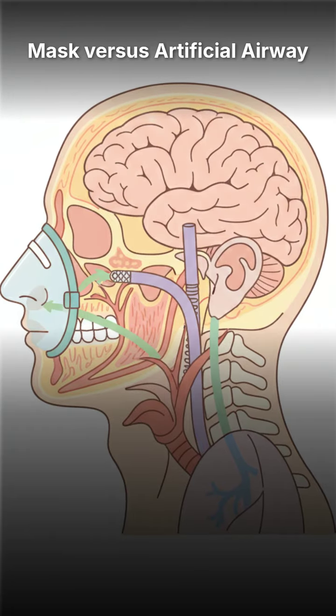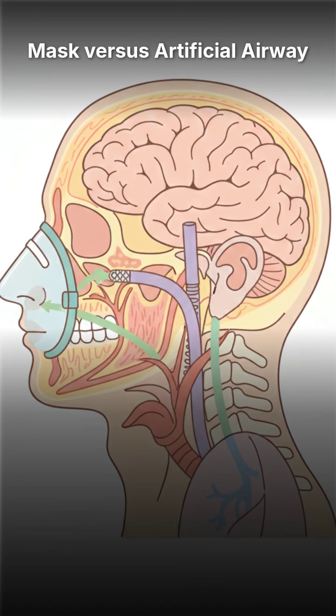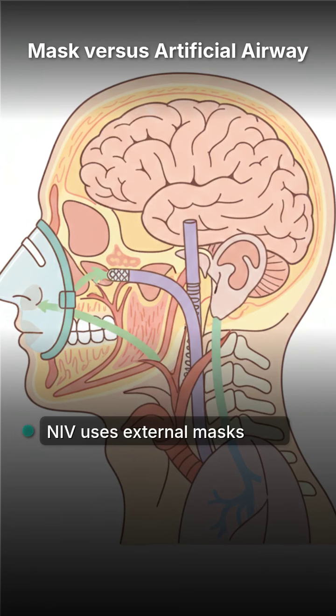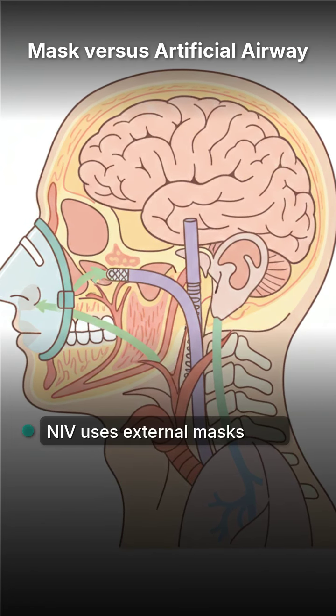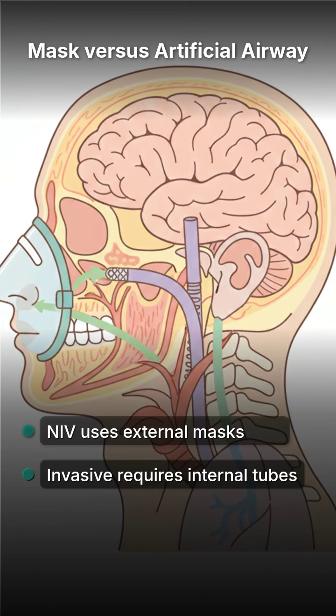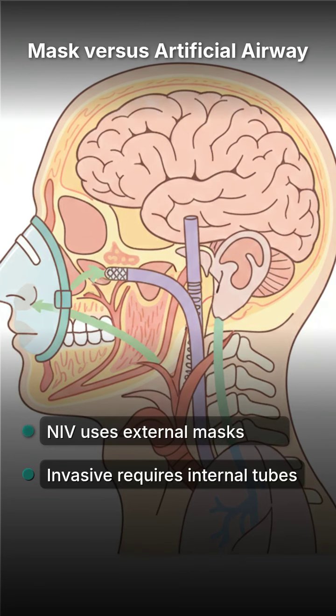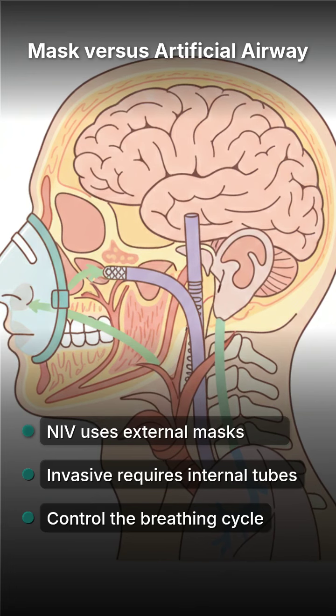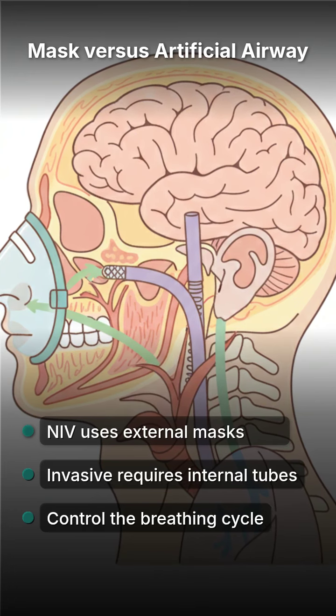Non-invasive ventilation uses masks like CPAP or BiPAP to deliver positive pressure without inserting an artificial airway. In contrast, invasive ventilation requires an endotracheal tube or tracheostomy directly connected to a ventilator. This direct access allows for total control over the patient's breathing cycle and gas exchange.